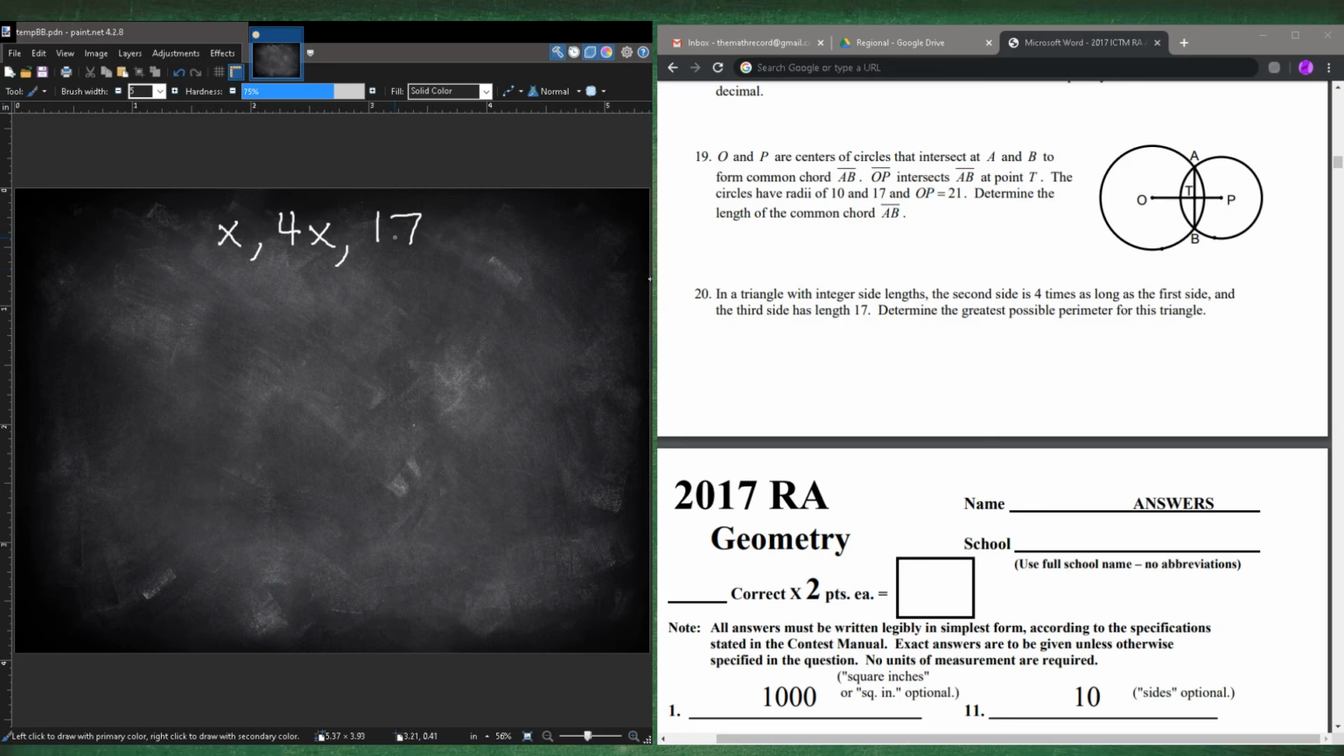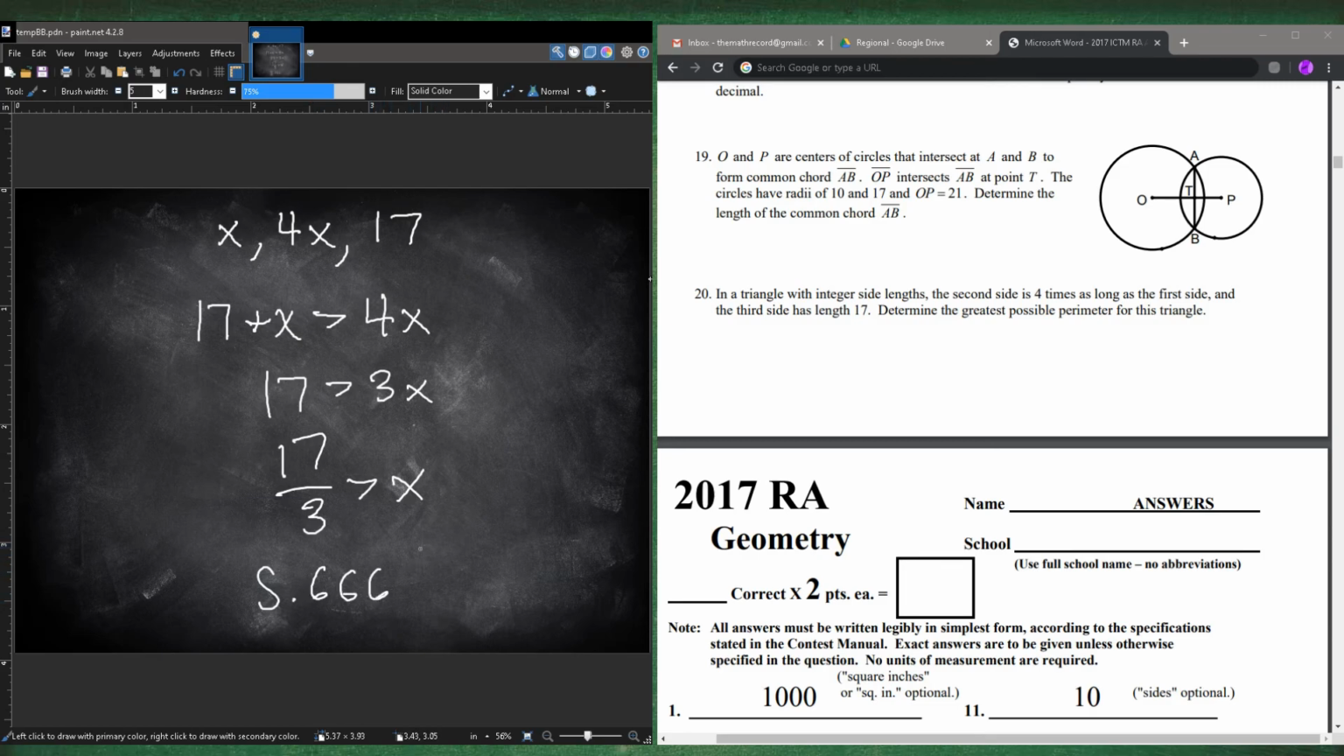So let's say 17 is one of the smaller sides. 4x has to be greater than x. So the inequality is that the two smaller sides added together have to be greater than the larger side. Okay, so 17 is greater than 3x. So 17 divided by 3, that is about 5.666 repeating, has to be greater than x.